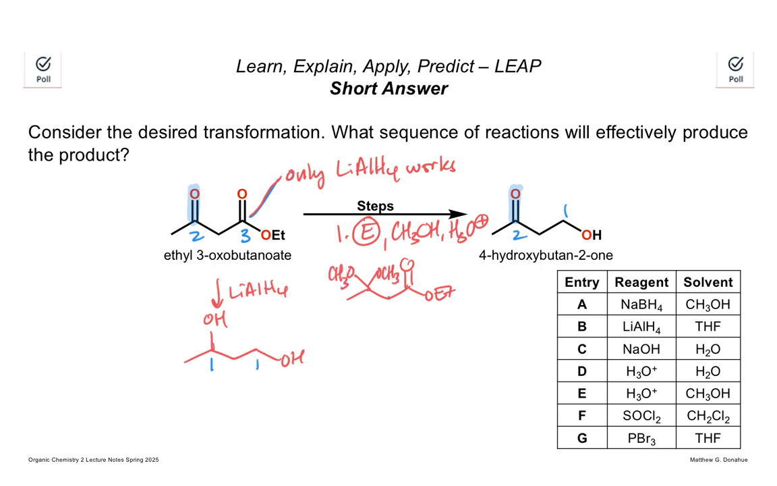That's going to protect that. Notice we conserve the oxidation state. Now that is stable to any sort of attack. Now in step 2, we can do what we want, which would be conditions B, lithium aluminum hydride and THF. That's going to do our reduction.